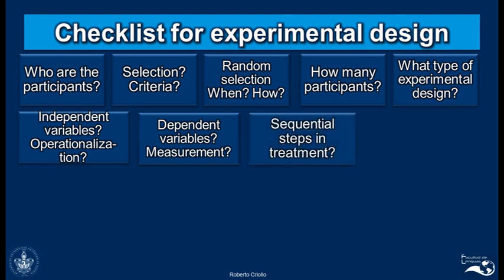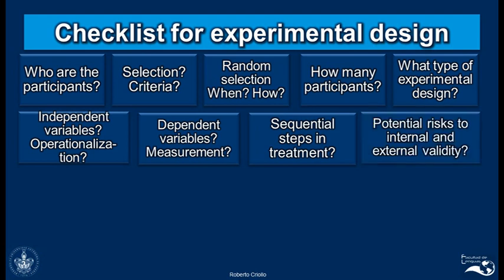Another thing that we need to do is to establish the sequential steps that we need to follow in the treatment. So we need to have from the very outset a clear idea of how the treatment is going to be administered and in what order. Next, we need to see about the potential risk to internal and external validity, and we will talk about this a little bit later. But obviously, any experiment is going to have the risk of internal and external validity being lower than expected.